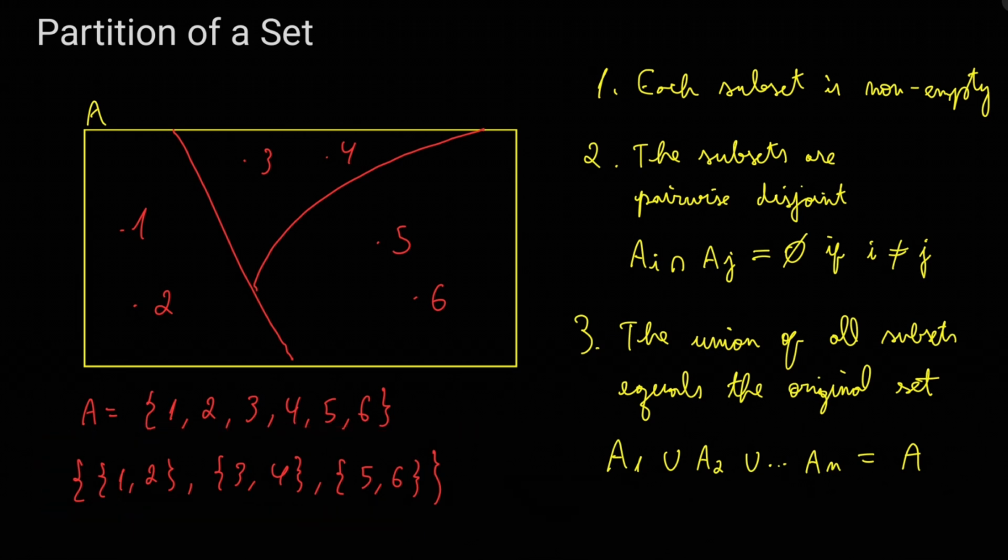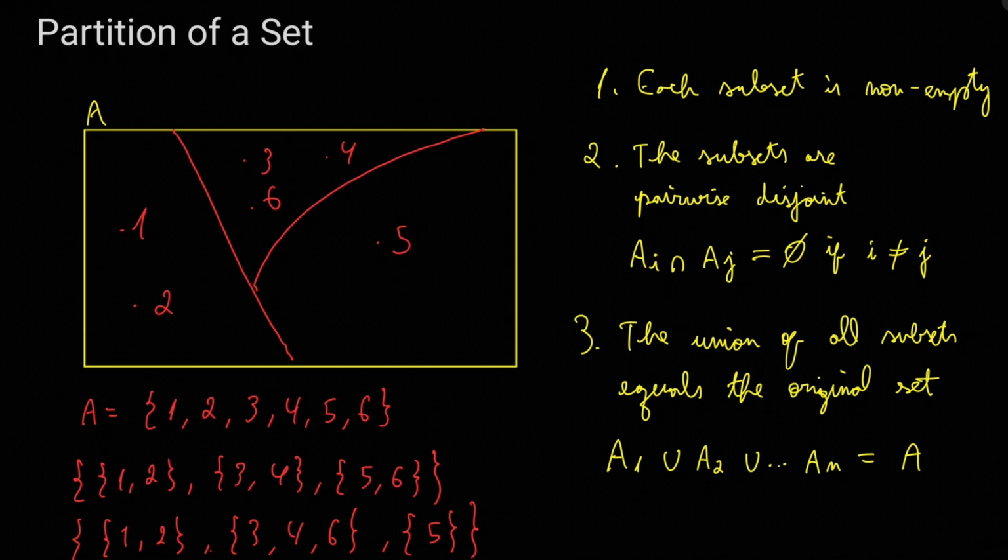Of course, the partition could be a little different. So for instance, we could have the element 6 here. So another valid partition is {1, 2}, {3, 4, 6}, and the subset with the element 5. This is also a valid partition because it also satisfies all three rules.